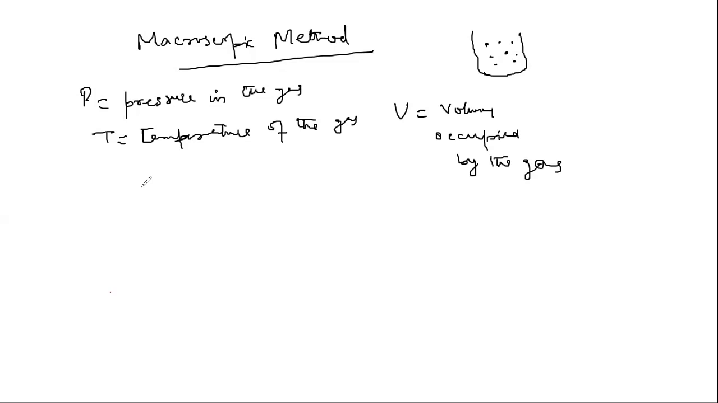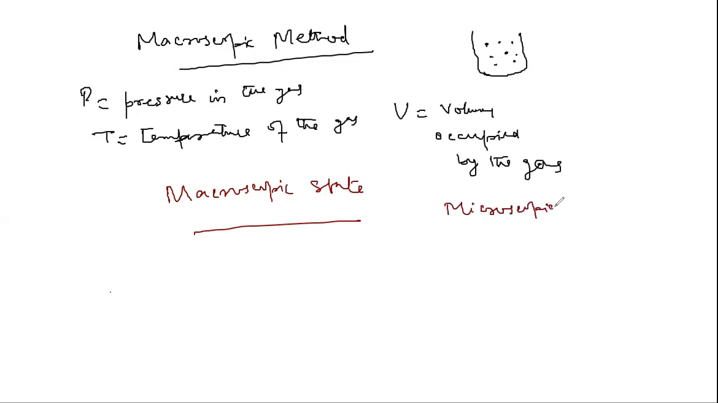Now, this state specified by these macroscopic variables is the macroscopic state. And the state specified by the microscopic variables, that means all the positions and velocities of all the molecules at a particular time, is the microscopic state, right?